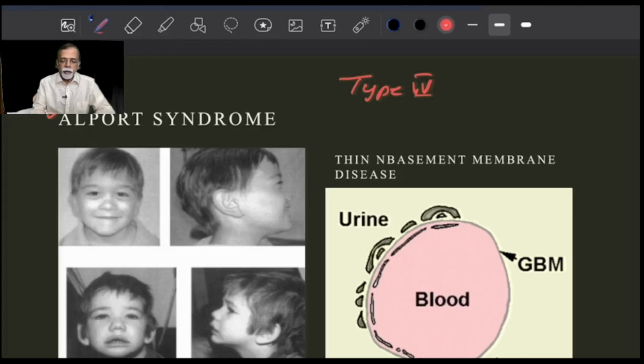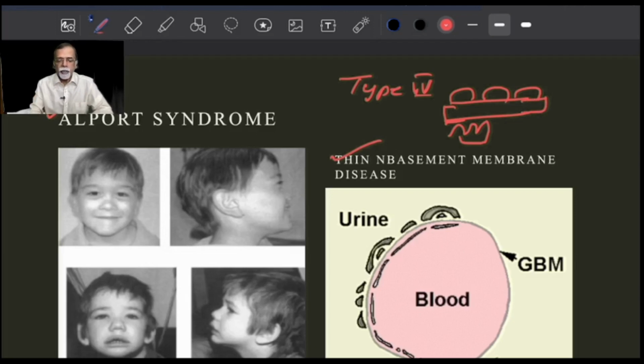Second condition is related to the basement membrane. This is the fenestrated endothelium, which is sitting on the basement membrane, and here comes the podocytes. The basement membrane is unusually thin. This is called thin basement membrane disease, and this again leads on to hematuria because the RBCs can pass through.